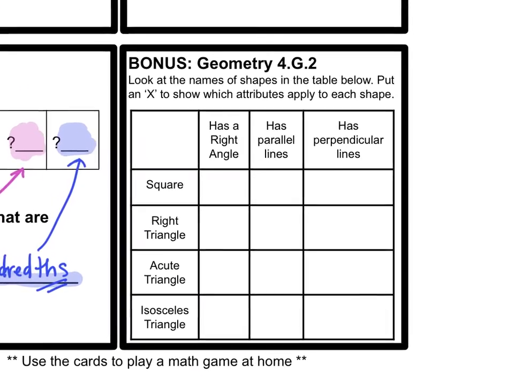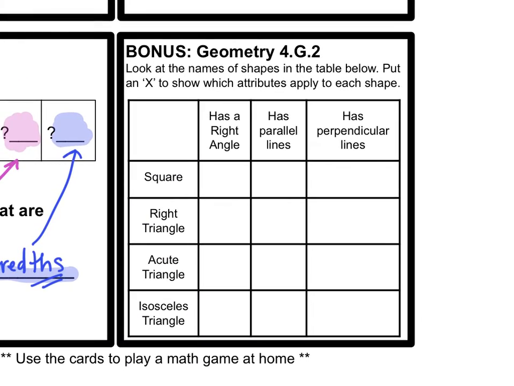For this last problem, it says, look at the names of shapes in the tables below. Put an X to show which attributes apply to each shape. The word attribute just means like a characteristic or if they have it.